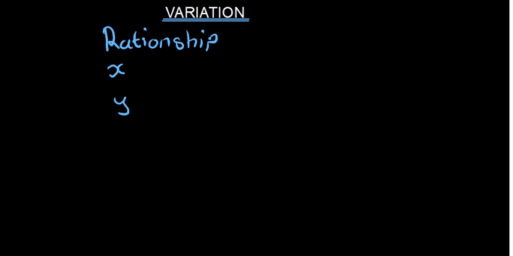So the relationship between x and y can either be inverse or direct. Wow, it rings a bell. What does inverse mean in this case, or what does direct mean in this case?